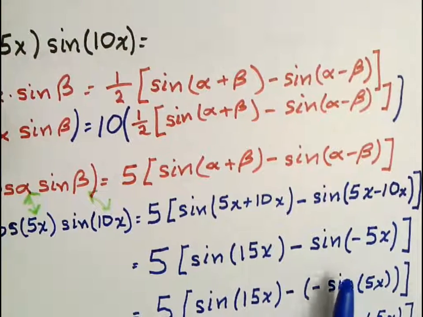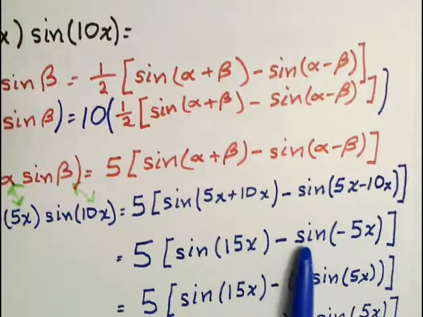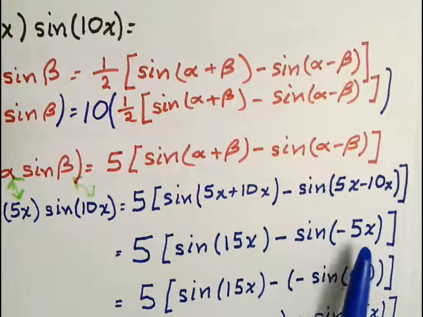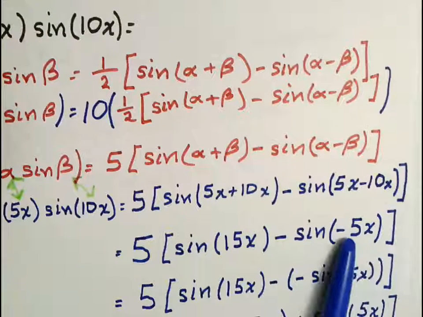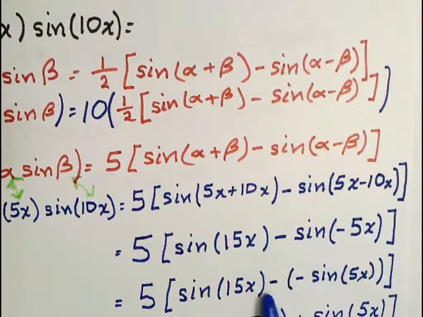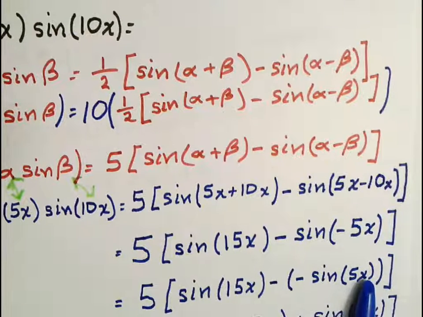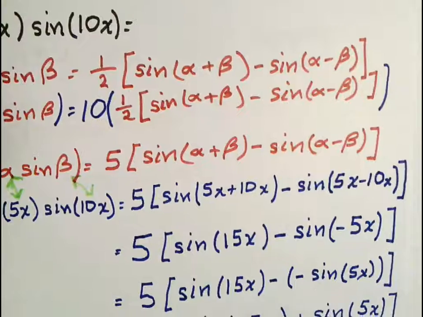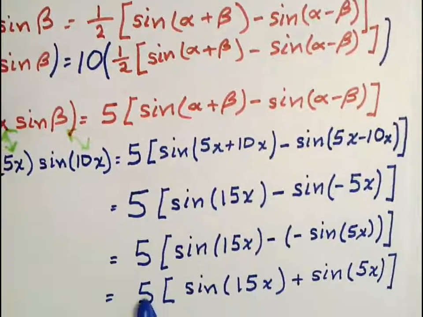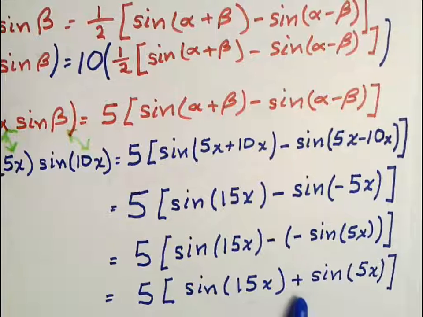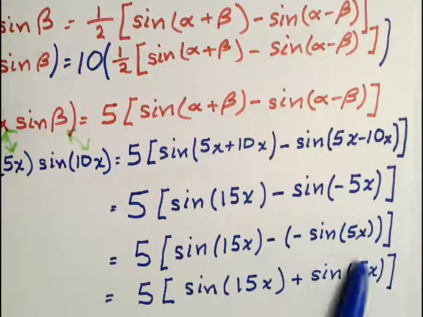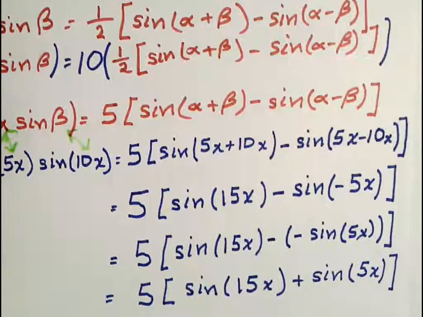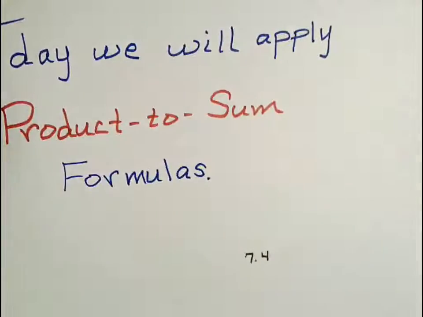Now we have to remember our even odd functions, and remember that sine is an odd function. So when we make this angle positive, it becomes the opposite. So it's going to be minus a negative sine of a positive 5x, which makes us what? Positive. So our final answer here will be 5 times the quantity sine of 15x plus sine of 5x. So again, we had to use our even odd properties there.